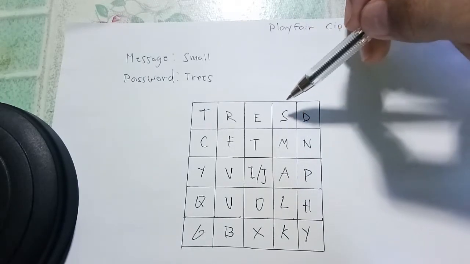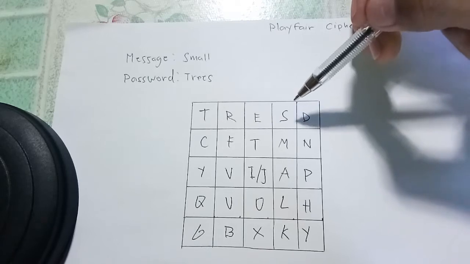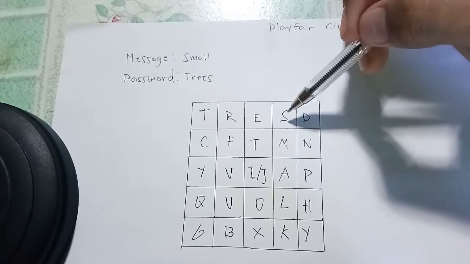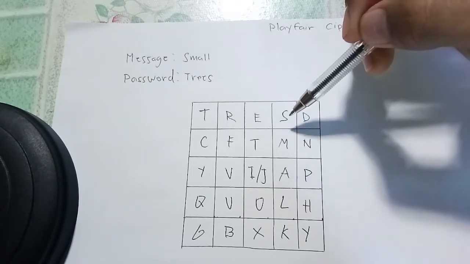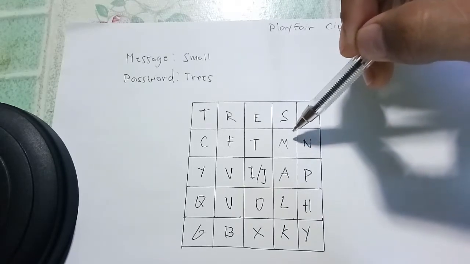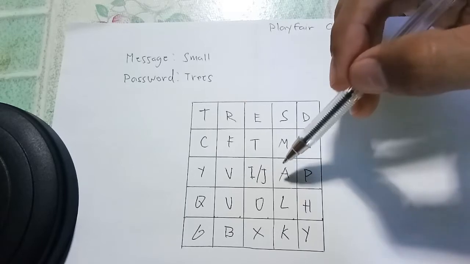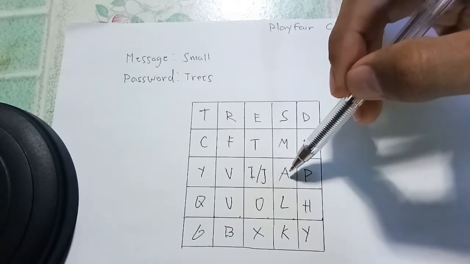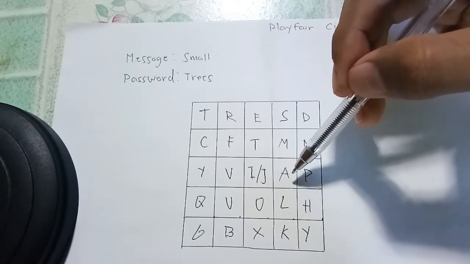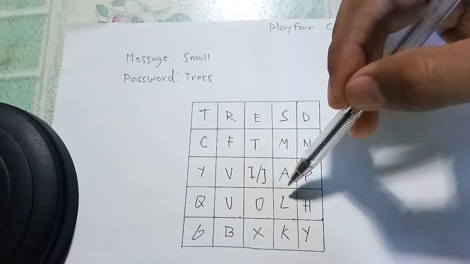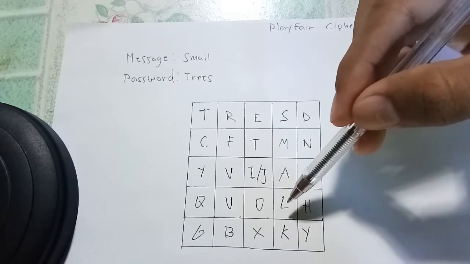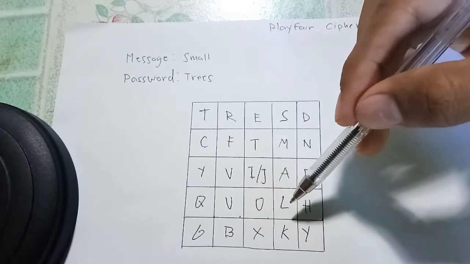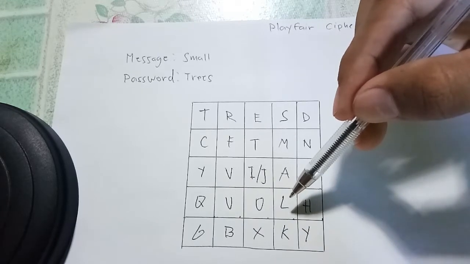And in the message, I put the S here in the part with the trees, and the M, and I put the A here, and there is also a double letter in small, and I put also one letter in the small word so that you can easily find out what it is.